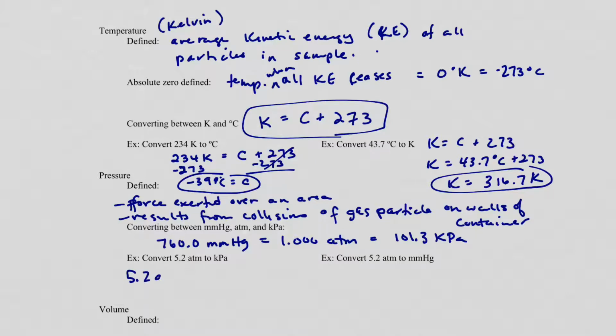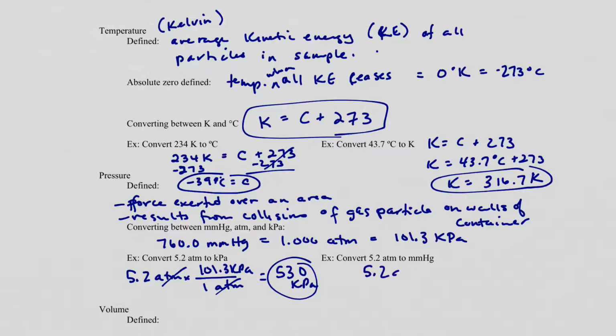Converting 5.2 atmospheres. So this is where we need to do a conversion fraction. 1 atmosphere on the bottom, so it'll cancel. 101.3 kPa on top. So you can see atmospheres will cancel. So 5.2 times 101.3 ends up rounded to 530 kilopascals.